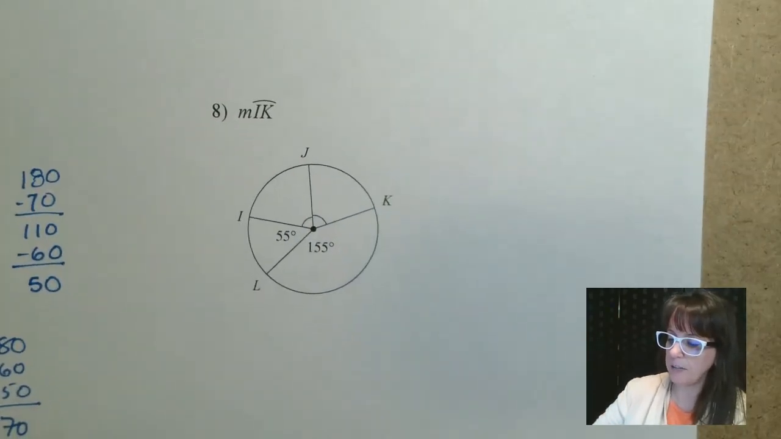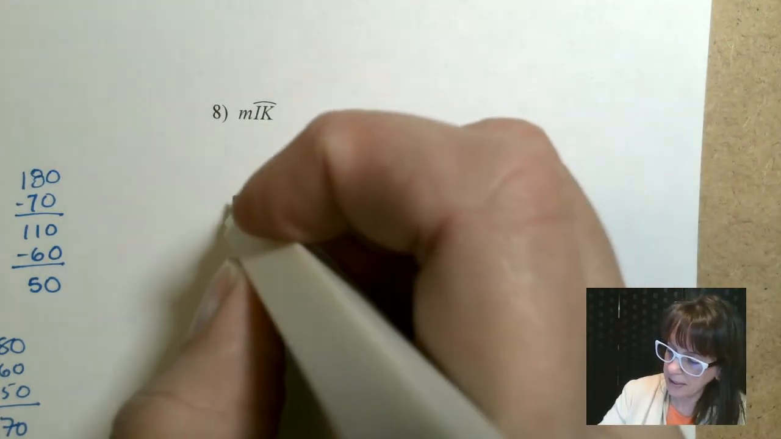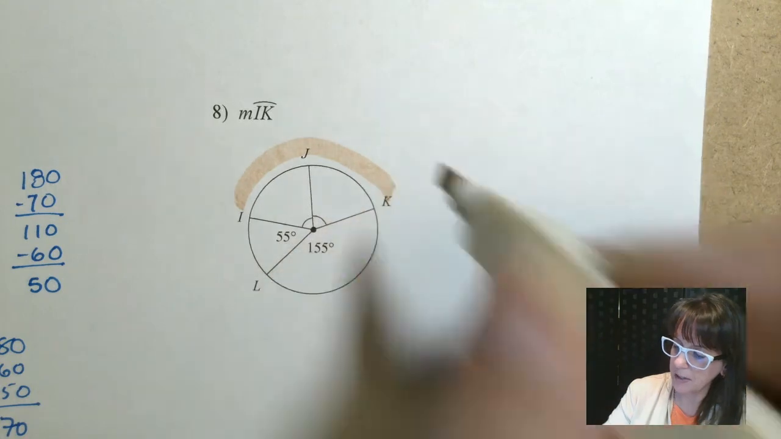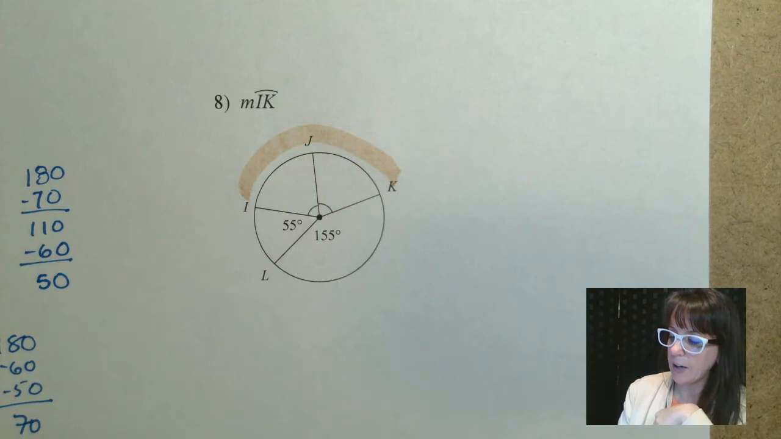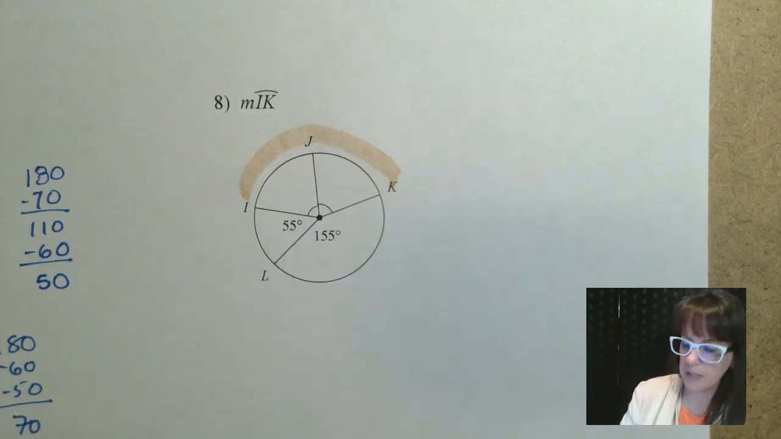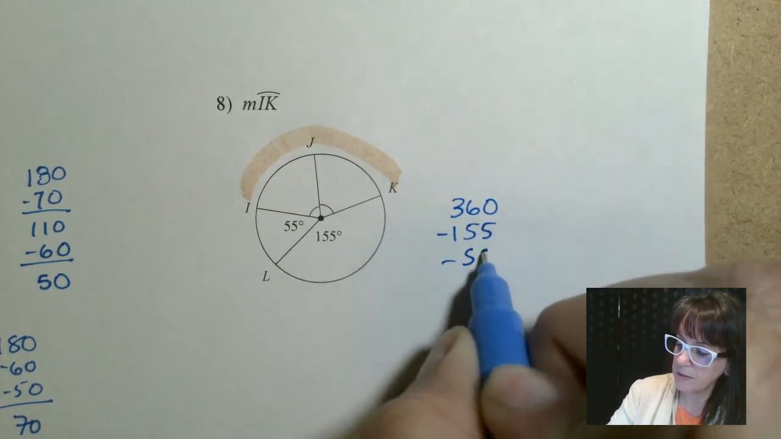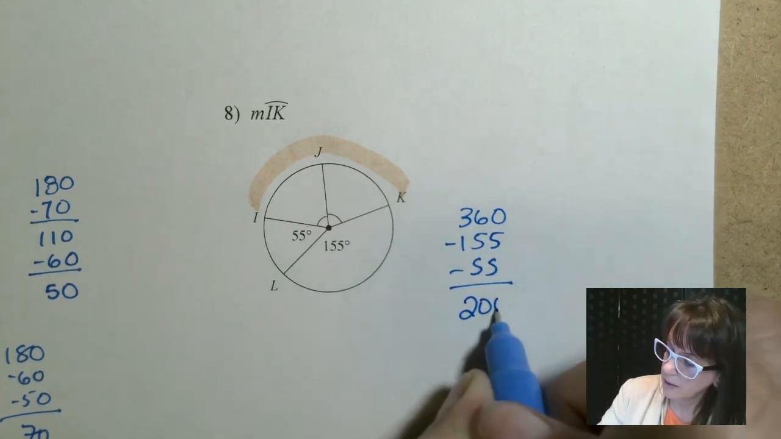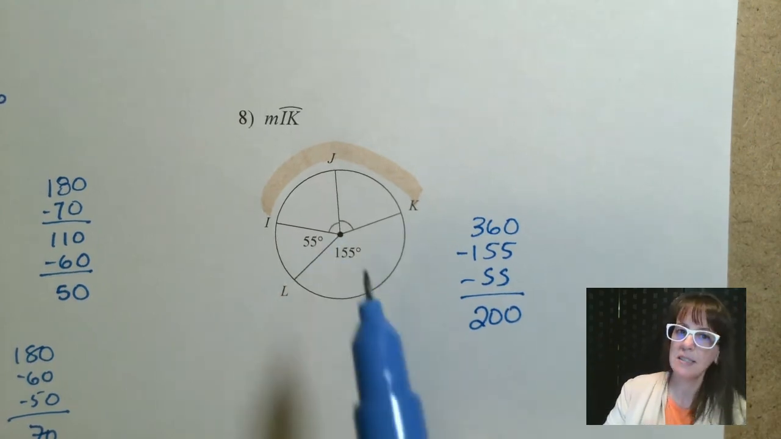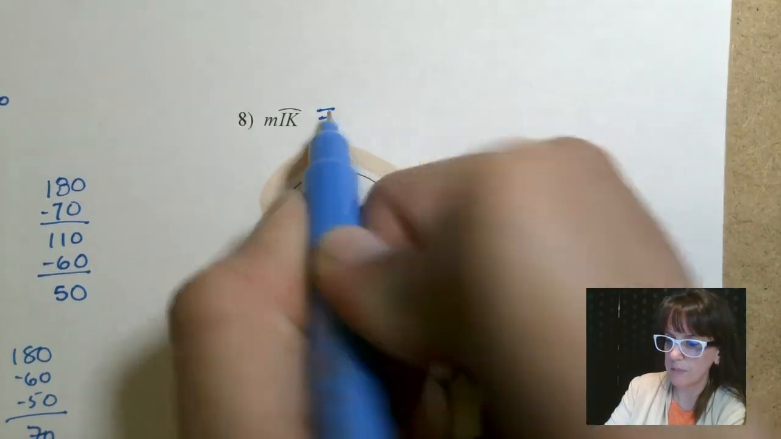All right, let's look at the measure of arc IK. So IK would go like this, and we want to make it a minor arc because it's not 3 letters there. So the measure of IK, okay, well, if we know the whole circle is 360, so if we do 360 minus 155 minus 55, that gives us 200. Okay, so that means this remaining balance here is 200. Now, I could just say this equals 200, right?